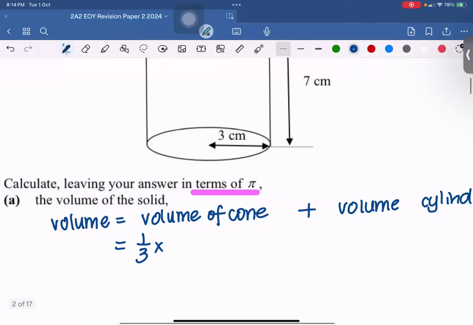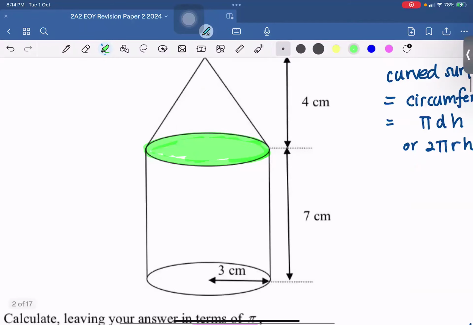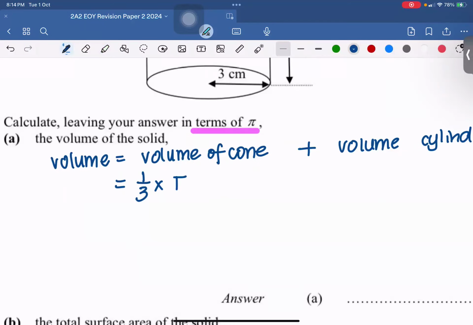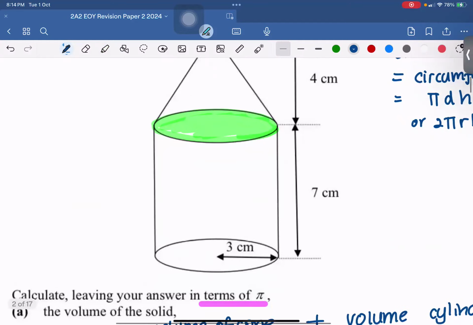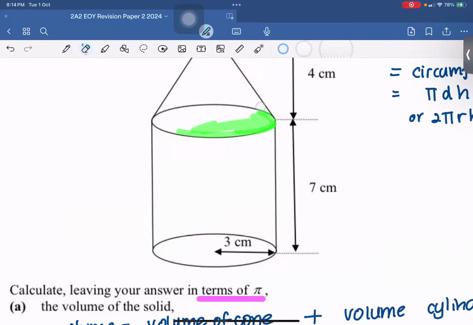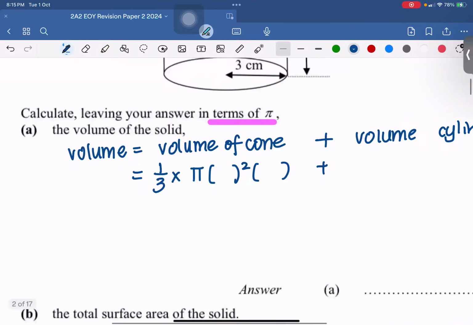So base area for the shape of a cone is pi r square, the base area over here. So this is a circle base area. So this one is pi r square times the height. Okay, so the radius is how much? The radius is 3 cm. Then times the height for the cone. The height for the cone is 4. So it's 1/3 times pi times 3 square times 4.